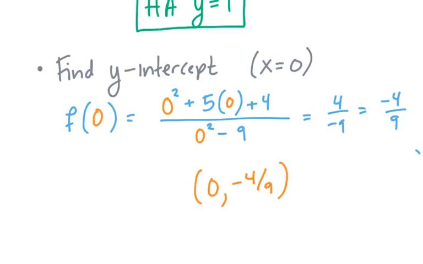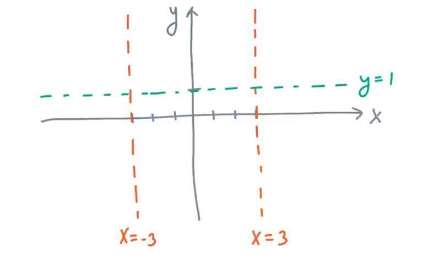And why don't we go ahead and plot that point since we found it. So when x is 0, y is negative 4/9. So again, it's kind of a rough estimate. That's somewhere close to a half, a little less than a negative half. So when x is 0, y is somewhere in there, right? So we feel like we have maybe a little bit more information about our graph, but still not too much.